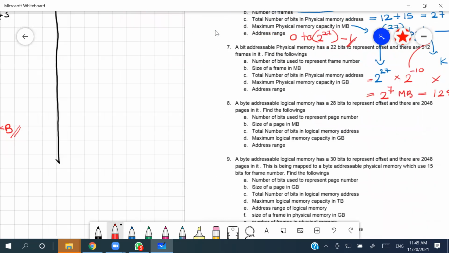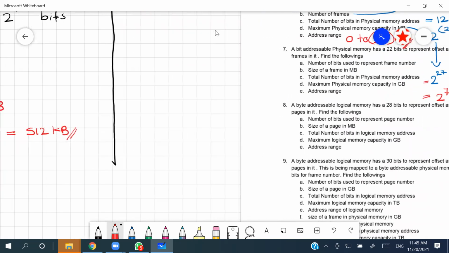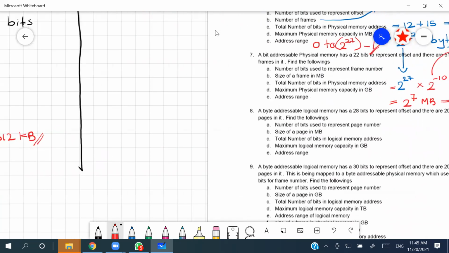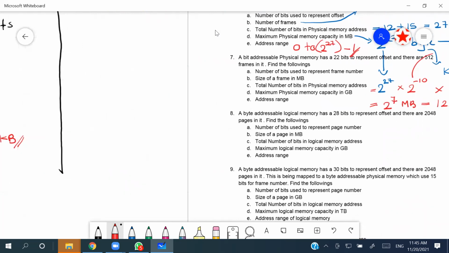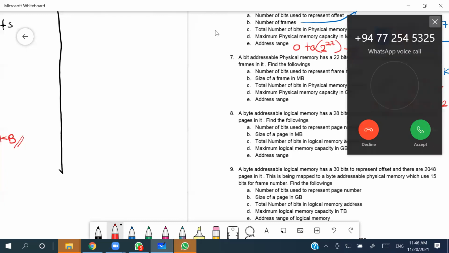So the 7th one, let me clean these things. It describes a byte addressable physical memory that has 22 bits to represent the offset, and there are 512 frames. Hold on a second, people, give me a time.